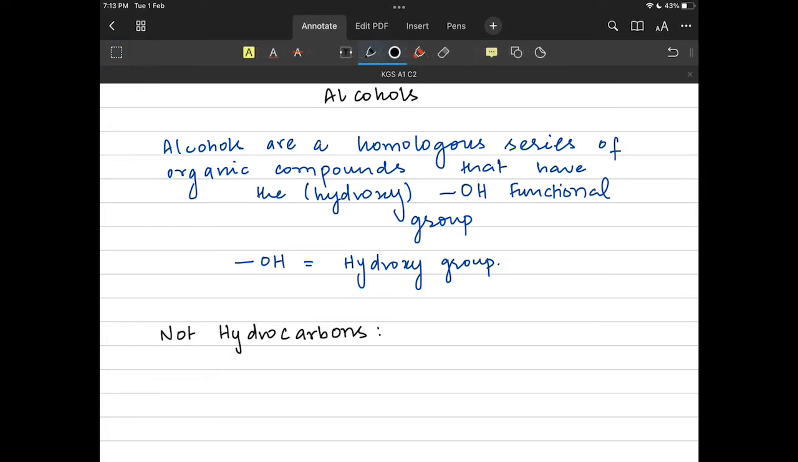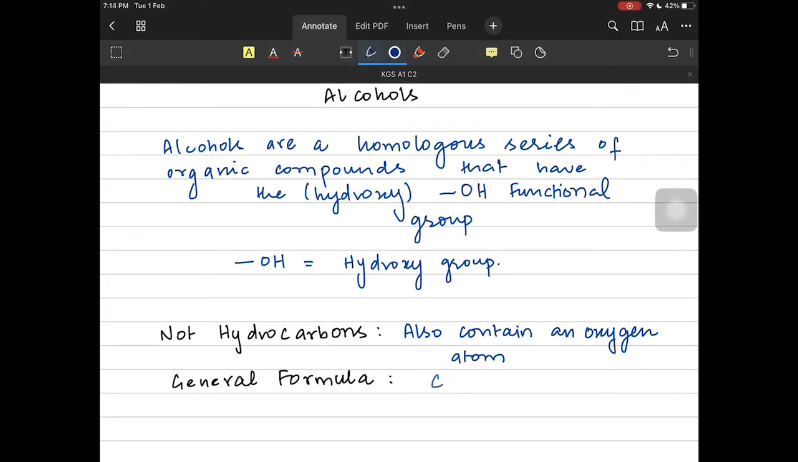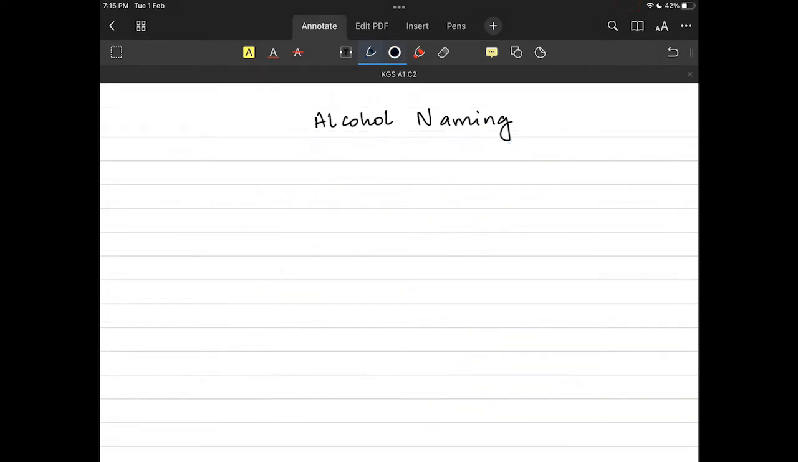If we remember the idea that they have OHs, we would say that they are not hydrocarbons because they also contain an oxygen atom. Alcohols have their own general formula, which is CnH2n plus 1 OH. They have their own set of properties. Another formula that you find is CnH2n plus 2O, but I think the previous one is easier.